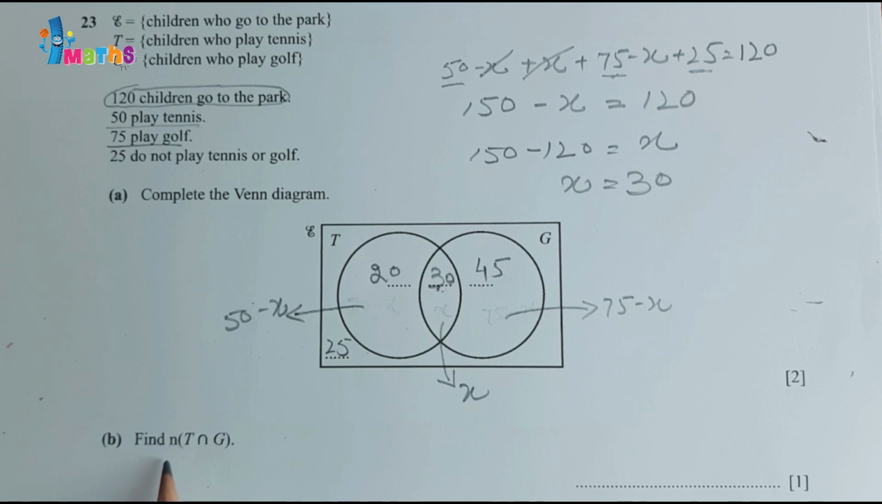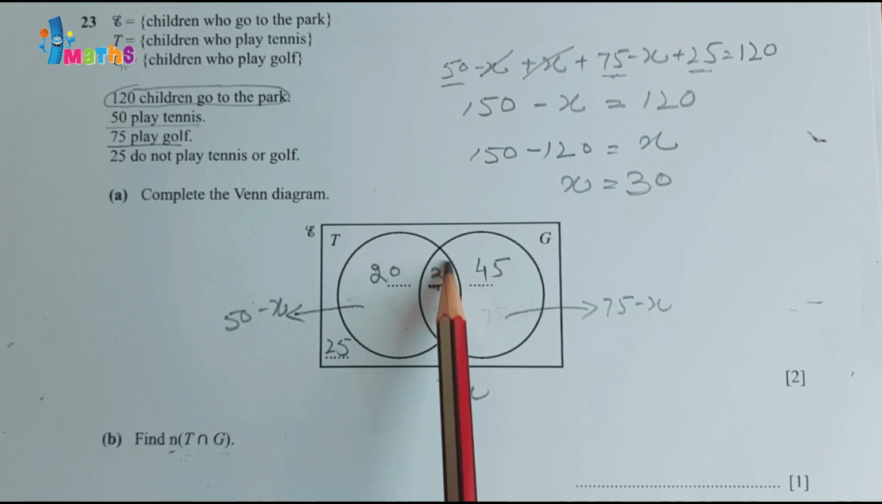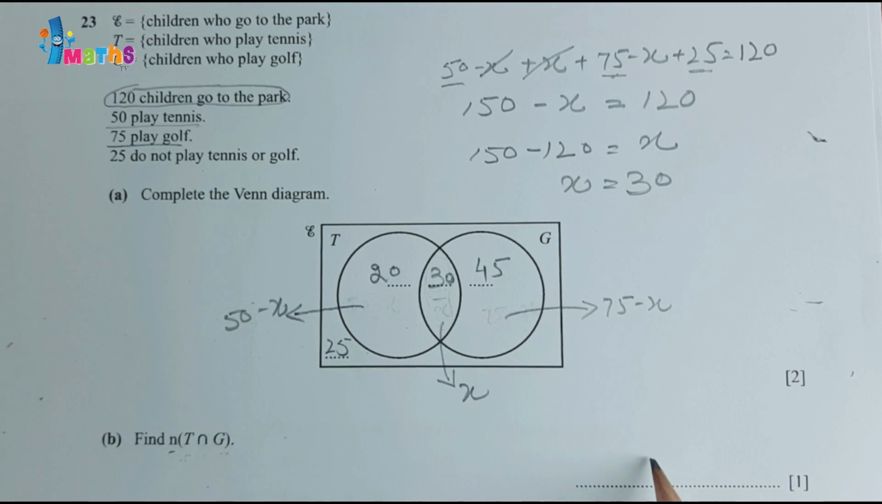B part, find n of T intersection G. T intersection G will be this region. So in this region we have shown 30, so we'll write the answer as 30.